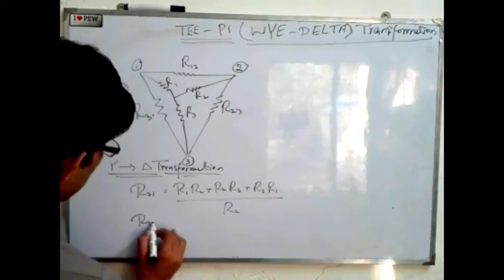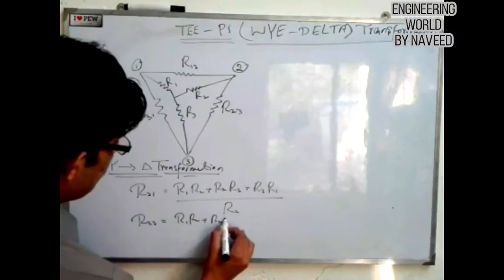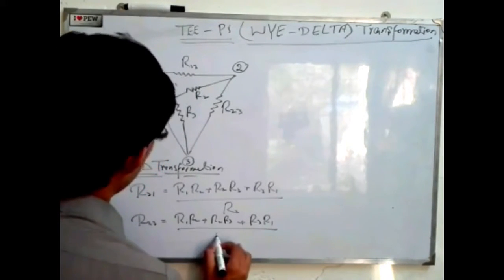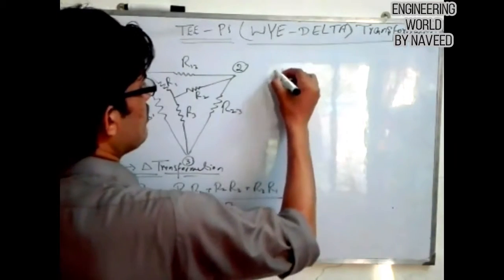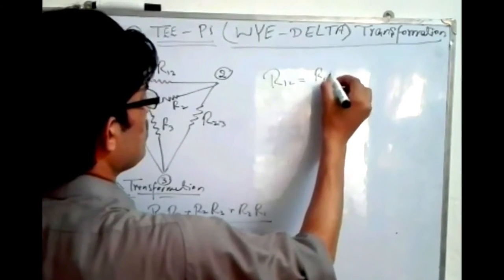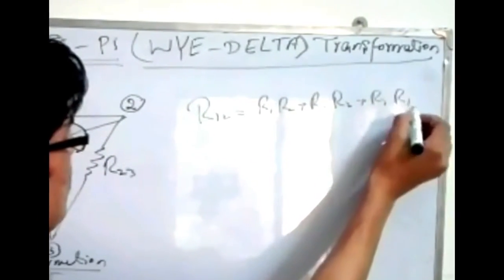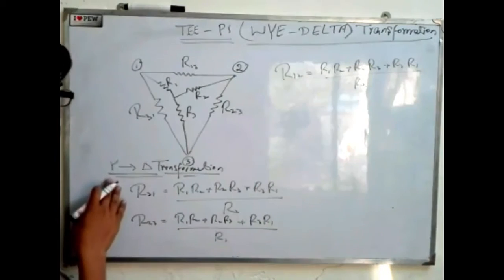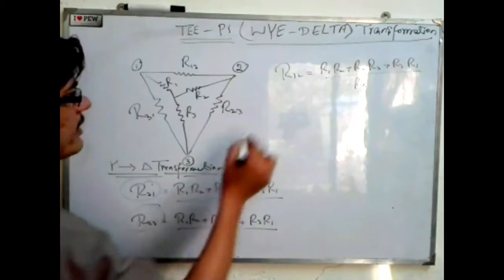Similarly, R23 will be equal to R1 R2 plus R2 R3 plus R3 R1 divided by R1, because R1 is perpendicular to R23. Similarly, R12 is equal to R1 R2 plus R2 R3 plus R3 R1 divided by R3. So you use these formulas and convert the resistances from the Y into the delta resistances, and these are your delta resistances.